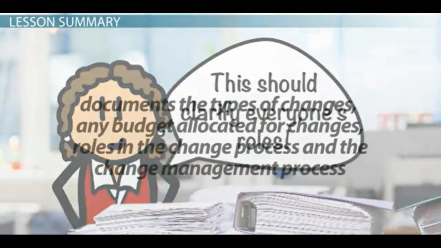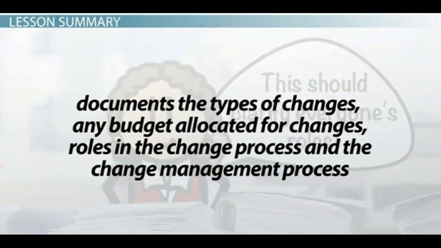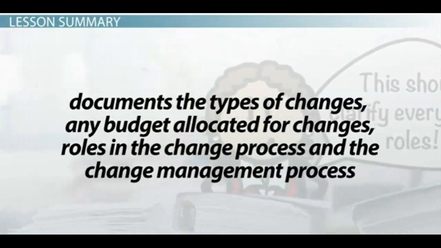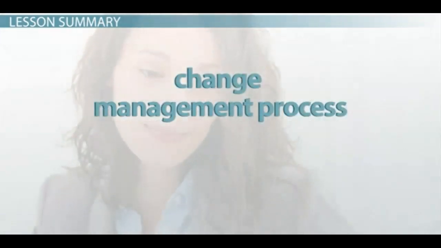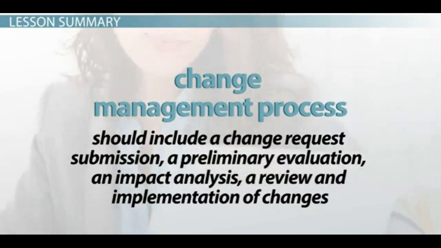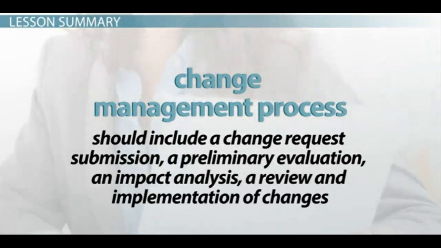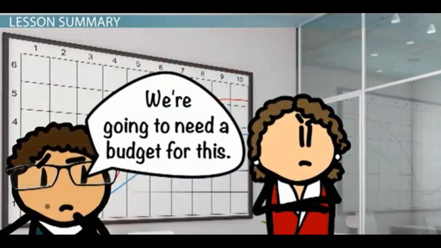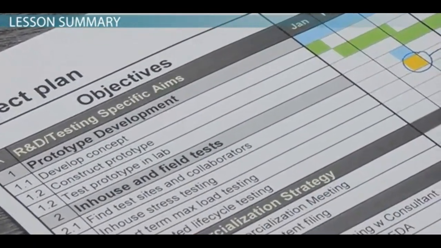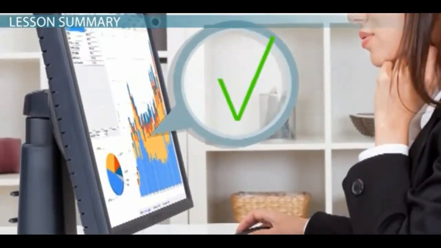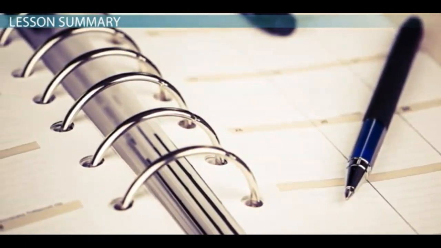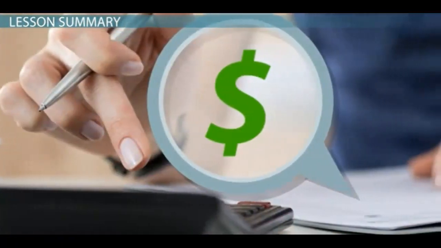The change management plan documents the types of changes, any budget allocated for changes, roles in the change process, and the change management process. The change management process documented should include a change request submission, a preliminary evaluation, an impact analysis, a review, and implementation of changes. The change management plan may be a standalone document or included as a section of the project management plan.